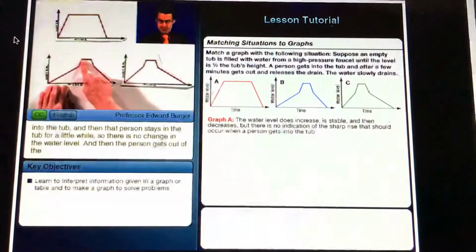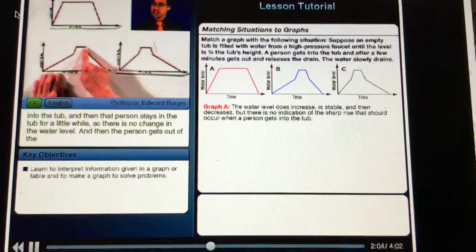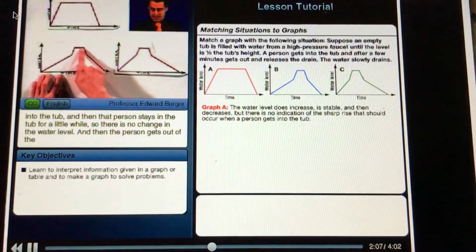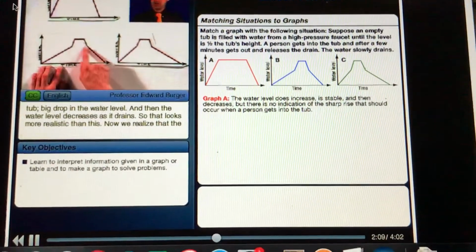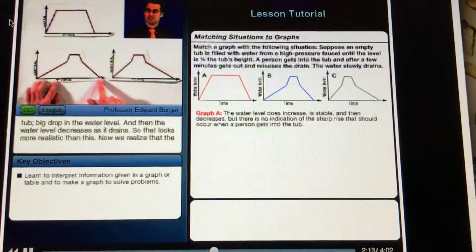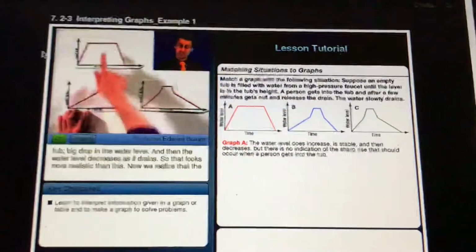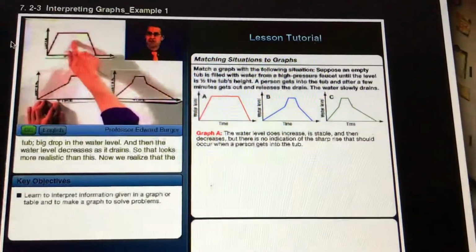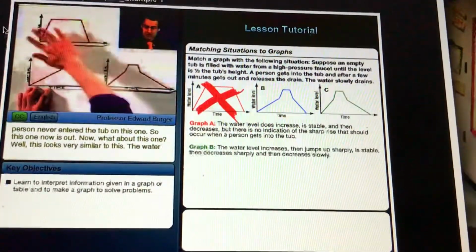And then that person stays in the tub for a little while, so there's no change in the water level. And then the person gets out of the tub, big drop in the water level, and then the water level decreases as it drains. So that actually looks more realistic than this. Now we realize that the person never actually entered the tub on this one. So this one now is out.